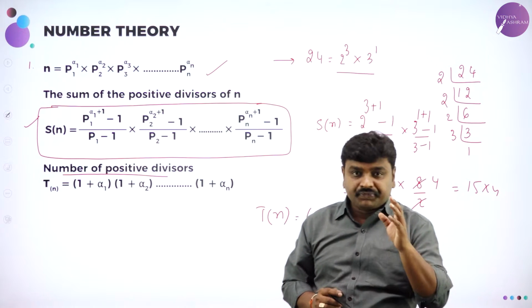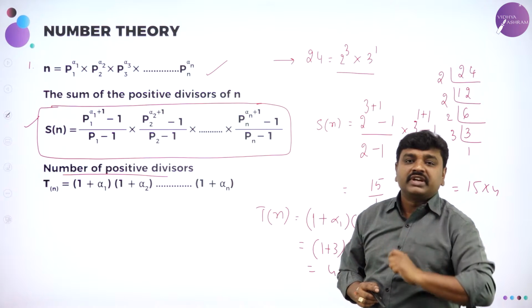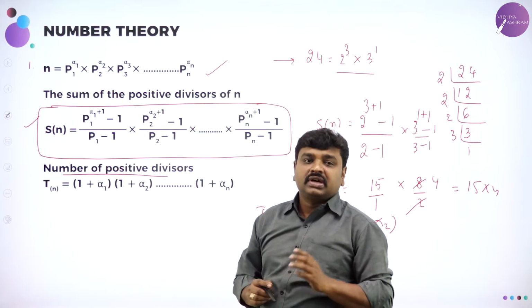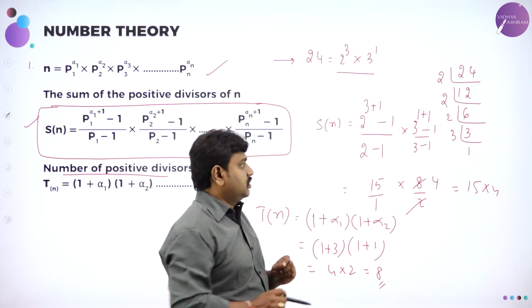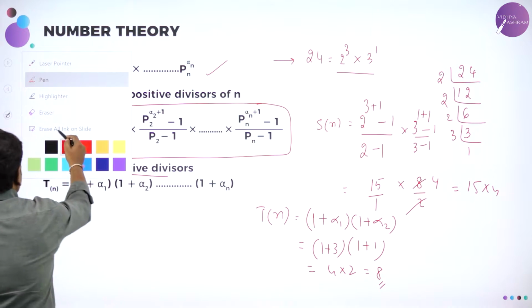So now I taught you how to write in canonical form. I also taught you how to find sum of divisors and number of divisors. So let us summarize this and we'll go ahead with problems.